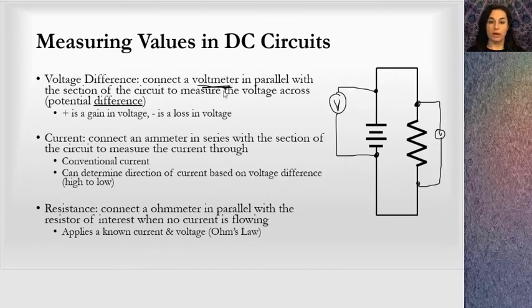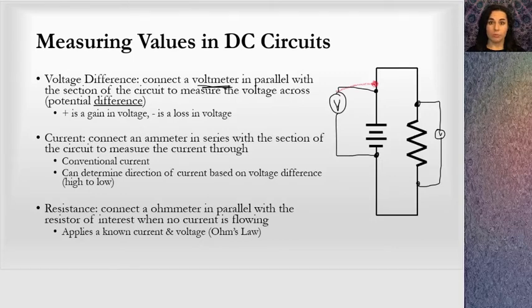A final note about voltage is that if you measure a positive voltage, that's a gain in voltage. Often you will have two different color probes. You will have a red probe. Typically, you put the red probe there and the black probe on the back side.